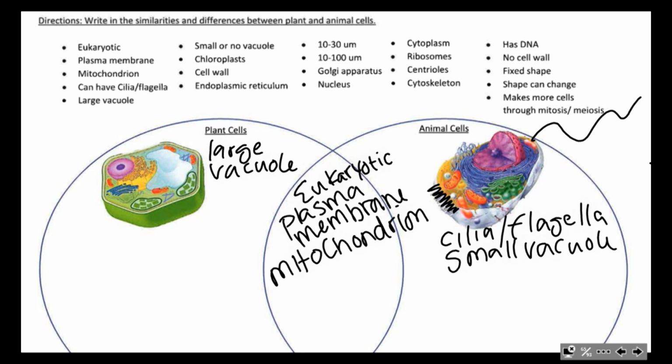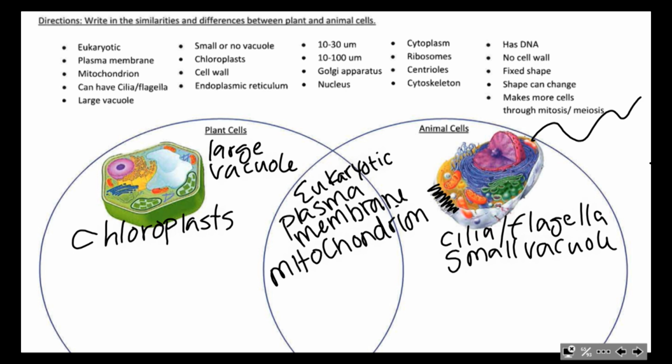Great. Okay, the next one is chloroplast. Now, that does belong in either the left or the right. Does anyone remember which one that one goes to? Chloroplasts are only in plant cells, so let's put that over here. Does anyone remember what chloroplasts are used for? That's right, they're used to make glucose or food for the plant.